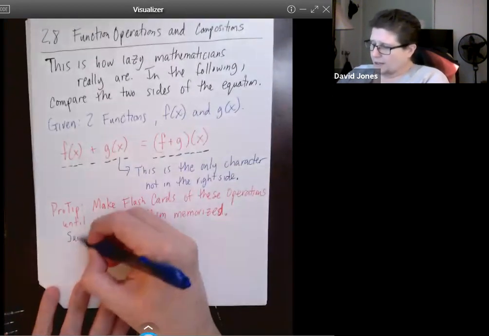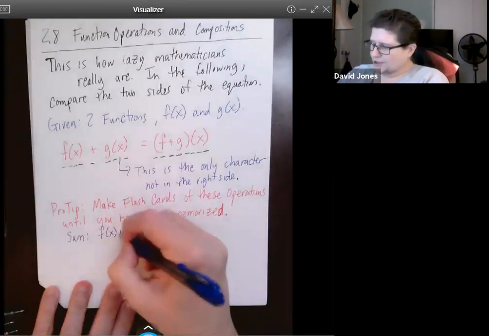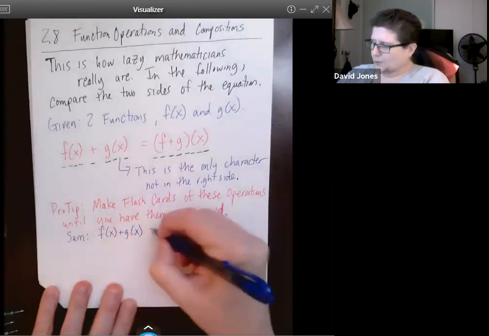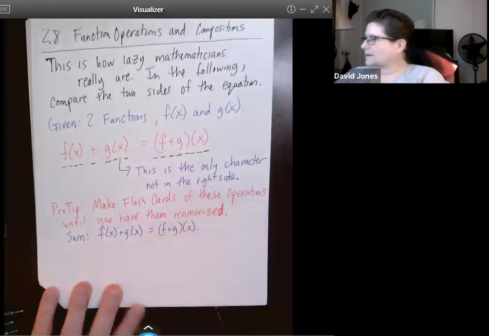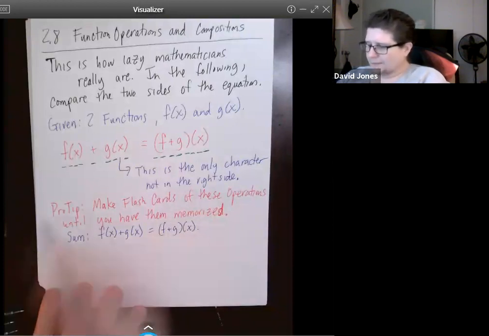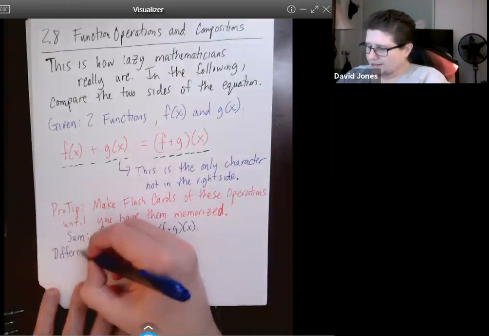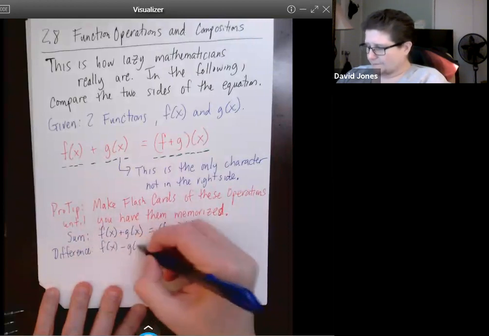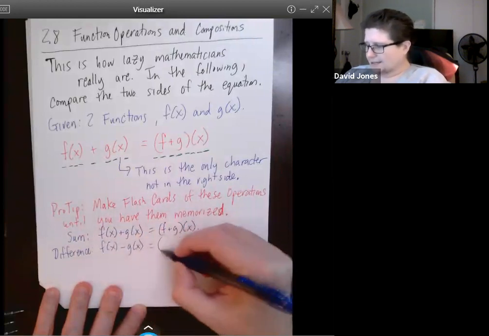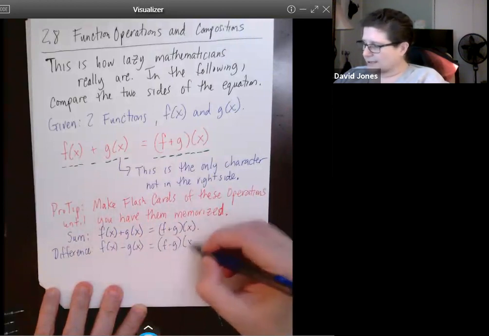The one I gave above is the sum. f of x plus g of x equals f plus g of x. And subtraction is just addition of the opposite, but if you want to call it something different, the difference of two functions, f of x minus g of x, is just like that, the sum. We just changed the plus to a minus.